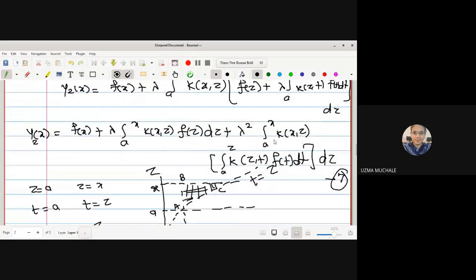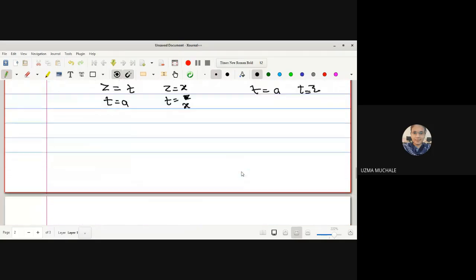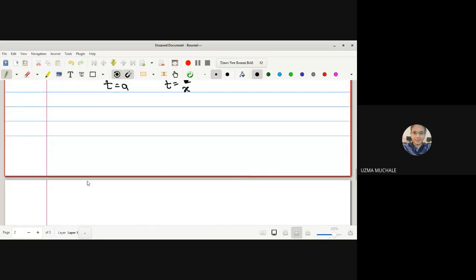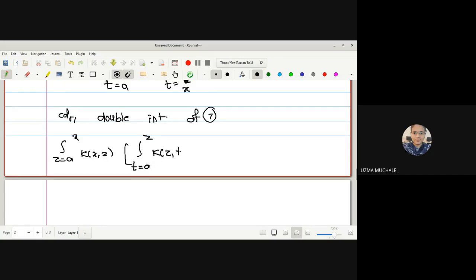Now we will consider that part of equation 7. We will consider only this double integration part so that we can evaluate it, and then we will substitute it back into our equation 7. Okay, considering the double integration of equation 7, what was our double integration? Z equal to A to X, K of xz, integration T equal to A to Z, K of zt, f of t, dt, dz is equal to.